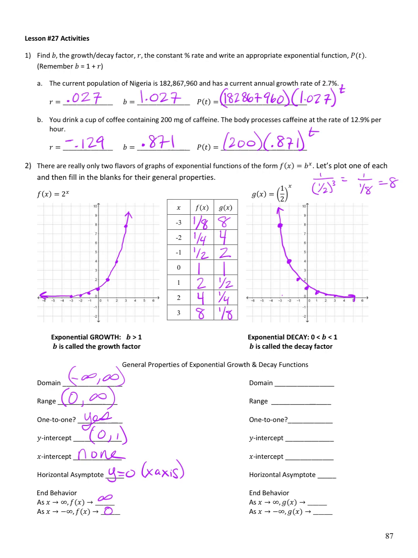For g of x, the domain is also negative infinity to infinity. The range is also 0 to infinity. Is it 1 to 1? Yes, it passes the horizontal line test. The y-intercept is 0, 1. It has no x-intercepts, never touches the x-axis because it is a horizontal asymptote. And as x goes to infinity, g of x goes to 0. And as x goes to negative infinity, g of x goes to infinity.